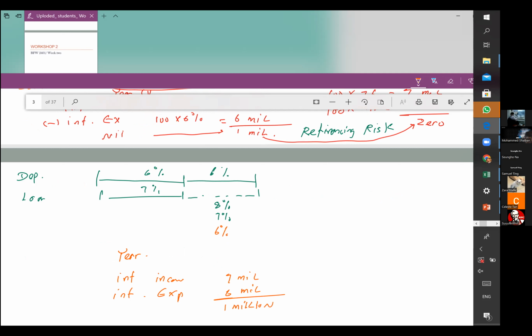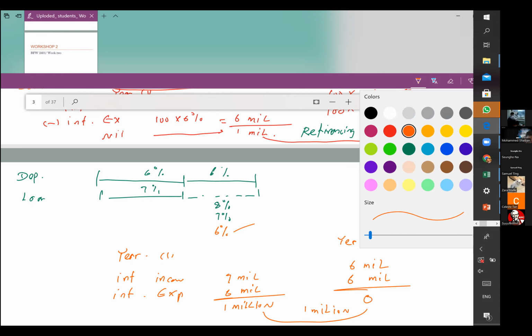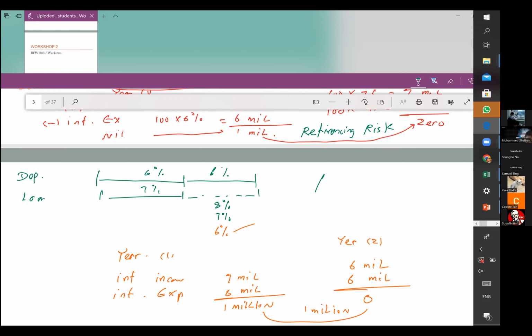Now, in the second year, this is year 1, year 2, the things could happen because now this interest income, if it comes to here, I have a problem. It becomes 6 million. And this is 6 million. Yes, I'm making 0 net interest income, but the difference between this and this is actually 1 million. This risk is coming from something called refinancing, reinvestment risk. Now, this is very important for me to understand this issue.